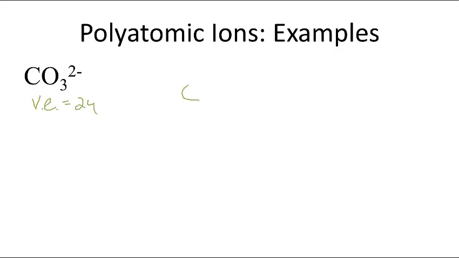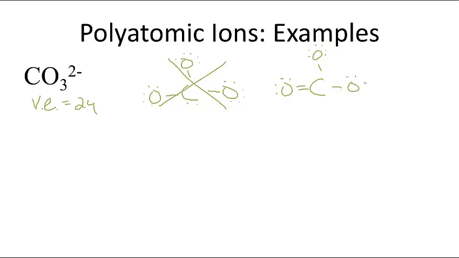So if I draw this out, CO, O, and I count that all my octets are full, but I think I have too many electrons there, right? So that's not right. And now I'm going to make a double bond. Oh, and there we go. That has 24 valence electrons. All the octets are full. We're happy. Now my question is, what about formal charges?